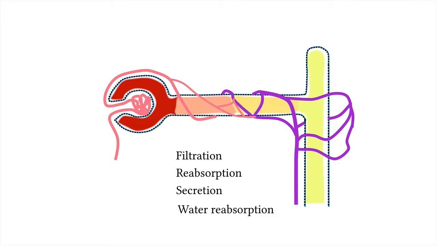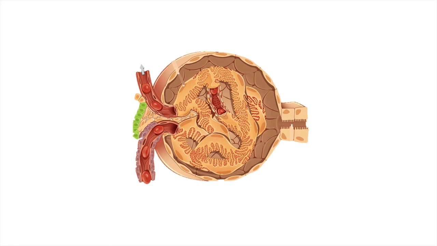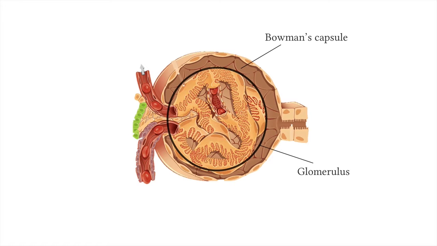The first step is the filtration of the blood. This step happens in the glomerulus, so the official name for this process is glomerular filtration. This is a closer look at the renal corpuscle. It's made up of the glomerulus and the Bowman's capsule.